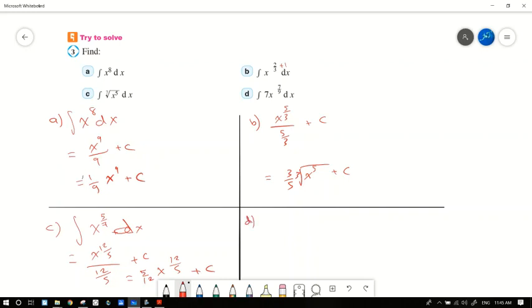So D can be written as 7 integration x power 7 over 9 dx, which is equal to 7 times, I will add 1 to the power, it will be x power 16 over 9 divided by 16 over 9, which is the new power, plus c, which is equal to 7 times 9 over 16 times x power 16 over 9 plus c, which is finally equal to 63 over 16 x power 16 over 9 plus c. Let's move to another example.